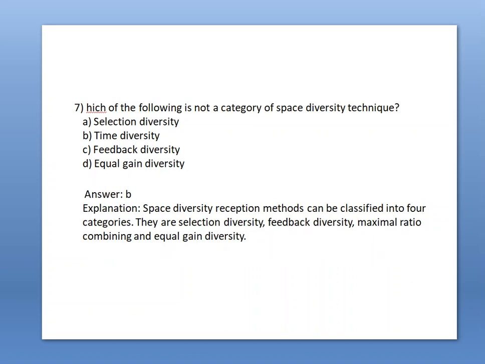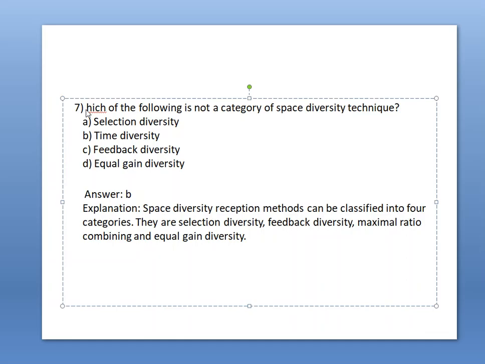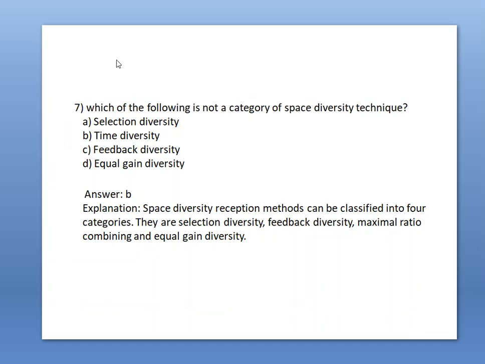Now move to bit number 7. Which of the following is not a category of space diversity technique? Option A, selective diversity. Option B, time diversity. Option C, feedback diversity. Option D, equal gain diversity. Yes, the answer is time diversity.